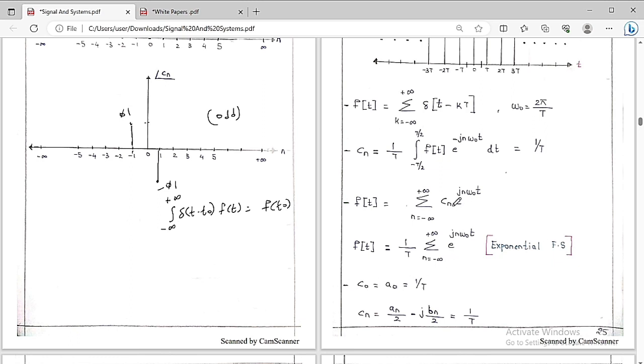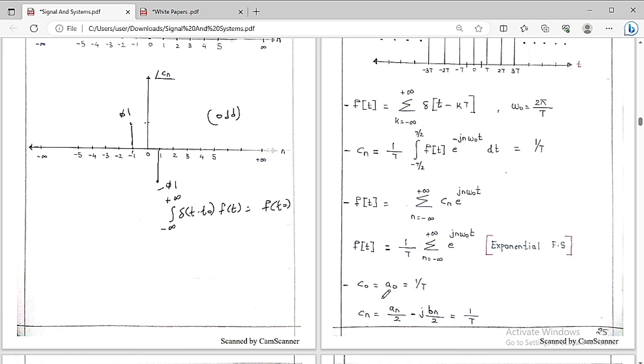Then what is C naught here? Here Cn is equal to 1 by 2. With respect to the value of n, its value is always equal to 1 by 2 only. If you substitute n equal to 0, its value is 1 by 2. If you substitute n equal to 1, its value is 1 by 2. If you substitute n equal to minus 1, its value is 1 by 2. So therefore, C naught is equal to 1 by t.